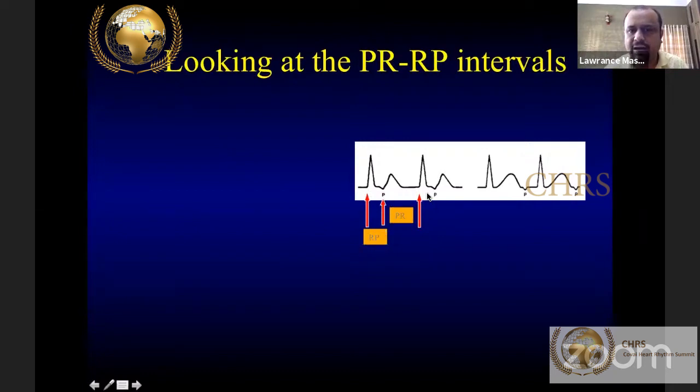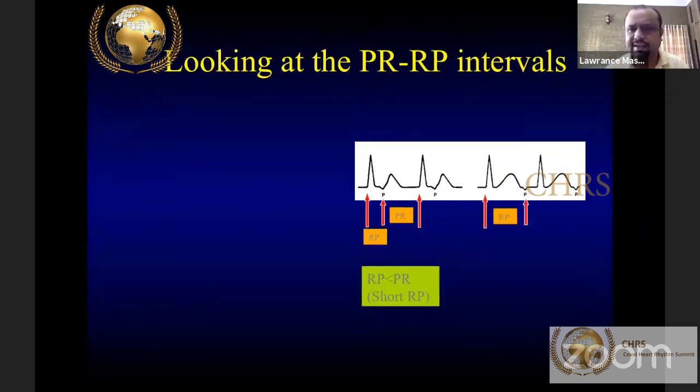The P from R gives you a PR interval. In this example, you have an RP interval which is very short, while the PR interval is longer. So you are talking about a short RP tachycardia. The PR interval is longer than the RP interval. Otherwise, your RP is the shortest here. So you talk about a short RP tachycardia.